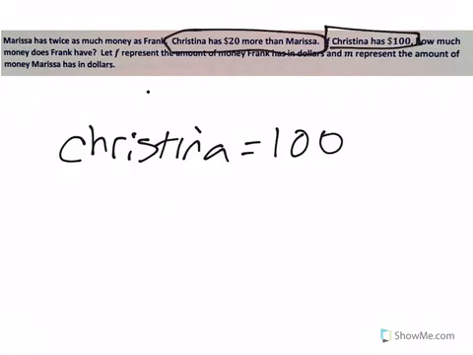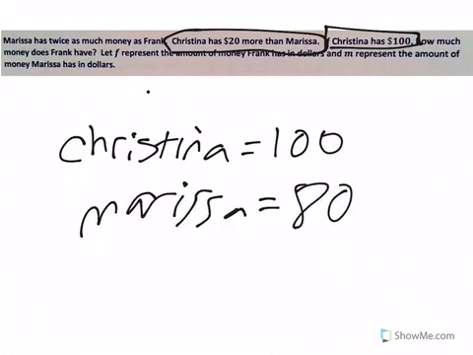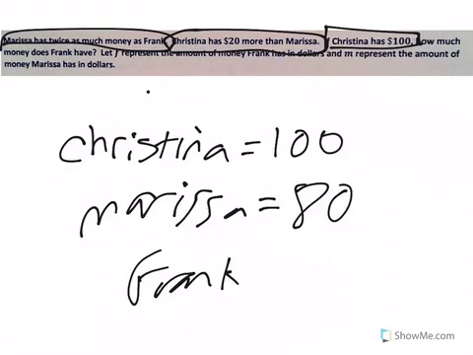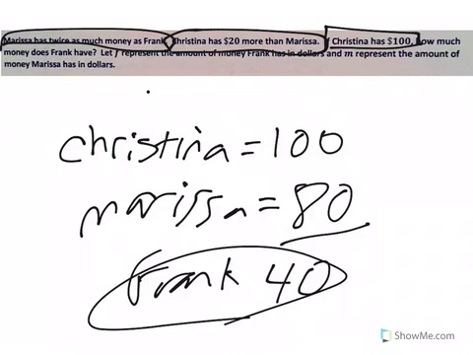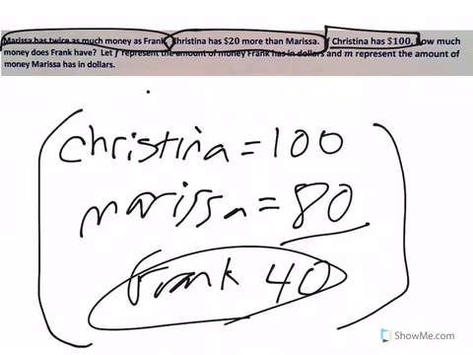She has $20 more than Marissa. So if I take 20 away from Christina, I have Marissa's amount. So I know that's 80. Marissa has twice as much money as Frank. So Frank has to have half this amount. Half of 80 is 40. There you go. That's how I look at it. I can kind of logically think about who has what amount of money. I kind of put them in order, right? From greatest to least, based on what I know from the word problem, and I get there.